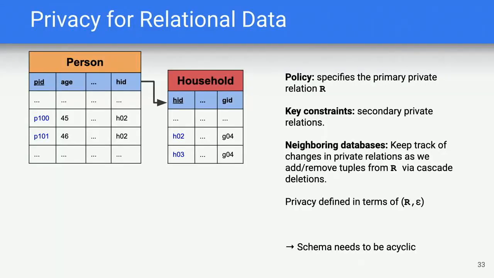Let's see if this will convince you a little bit better, right? So we have these key constraints, and the key constraints tell you that these two tables are connected like that. Then if we decide that our primary private relation is the red one, the house, then to find the neighbors, we also need to keep track of all changes in the other relations.